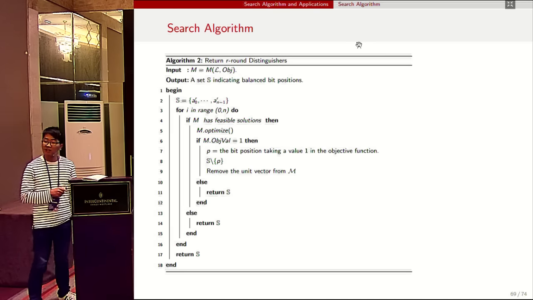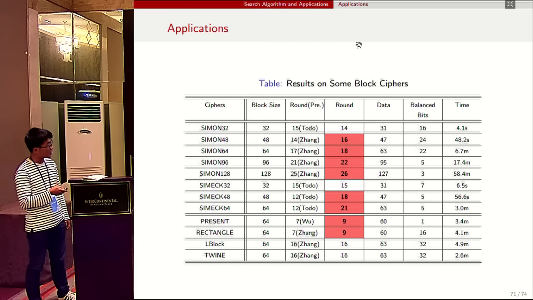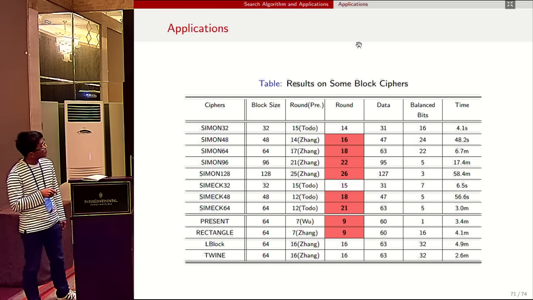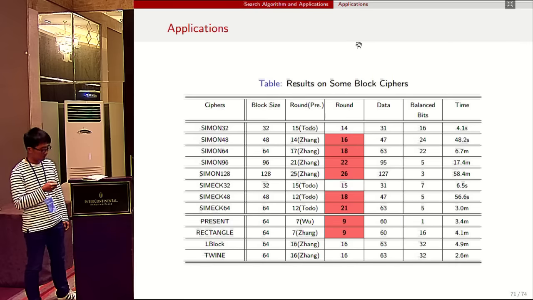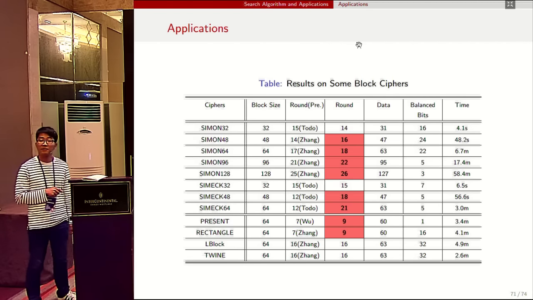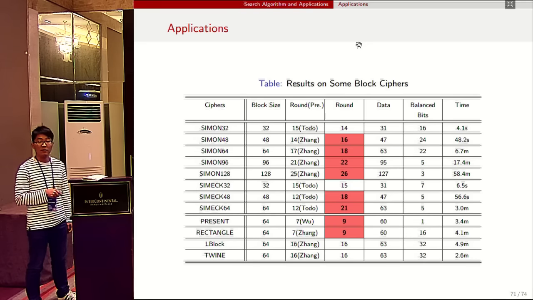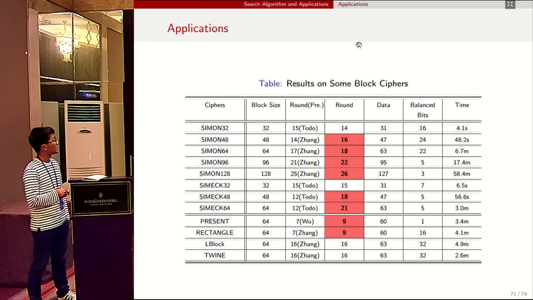This table shows some applications of this search algorithm. We can find better results for the Simon and CMAC block ciphers, except for Simon 32 and CMAC 32. We can also find a better result for the PRESENT and RECTANGLE block ciphers. For the last two block ciphers, we find the same result as the previous best result.